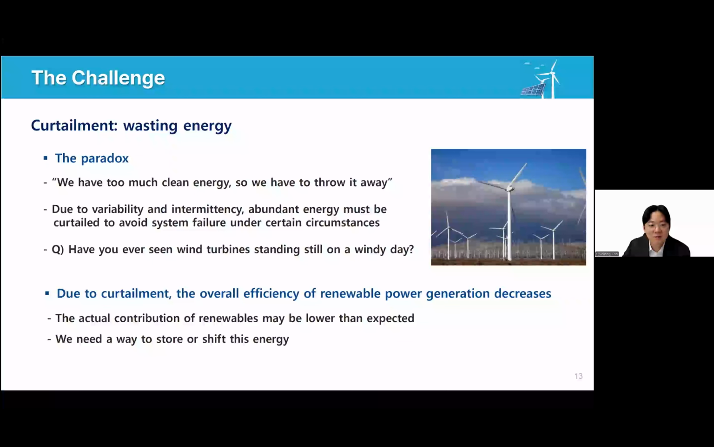So have you ever seen wind turbines standing still on a windy day as pictured on the right? This may be because of curtailment for grid stability. Due to curtailment, the overall efficiency of renewable power generation decreases. In other words, the actual contribution of renewables may be lower than expected due to the curtailment problem. Therefore, we need a way to store or shift this energy.